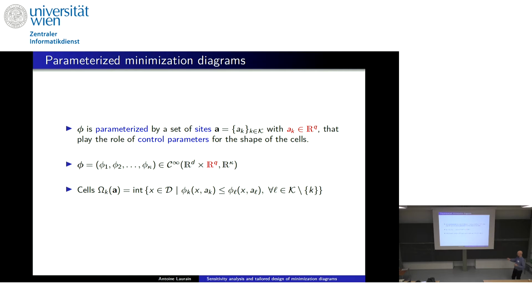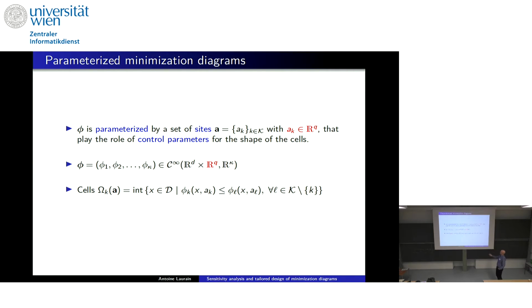So there would be two interesting situations. One is where the function phi is time dependent, and this I'm not going to talk about. I'm just going to talk about the case where phi is parameterized by a set of sites A. And A is a vector of parameters A_k, which are vectors of dimension Q. Okay? So they will play the role of control parameters for the shape of the cell. So here, think about the case of the Voronoi cells. Now you have the sites, and you want to move the sites around so that you can control the shapes of your cells.